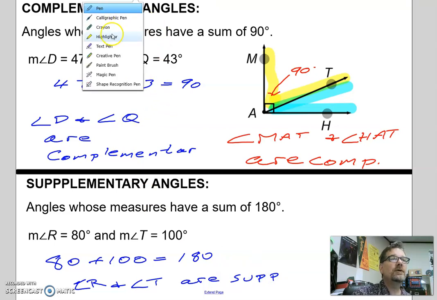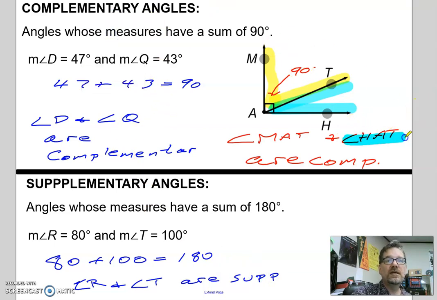You know what, let me go back up here. I'm going to go back up one, and I'm going to put in my colors. HAT is the angle in blue, MAT is the angle in yellow. All right, so I just wanted to do that.